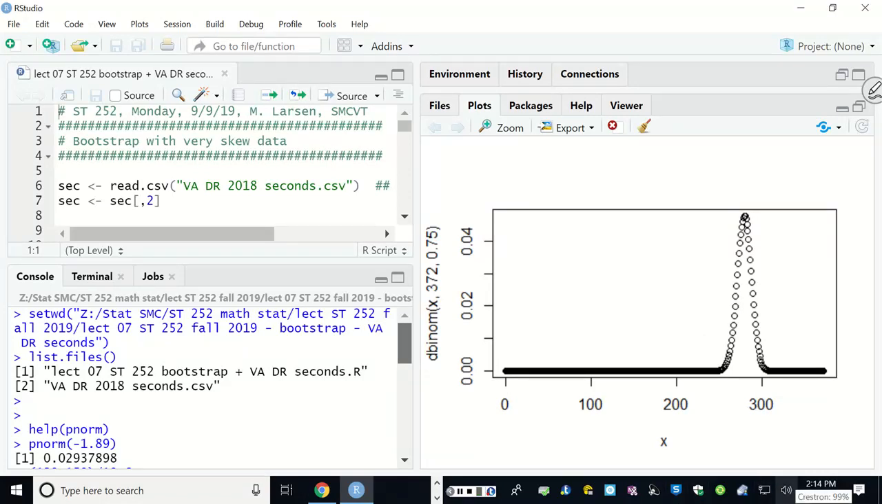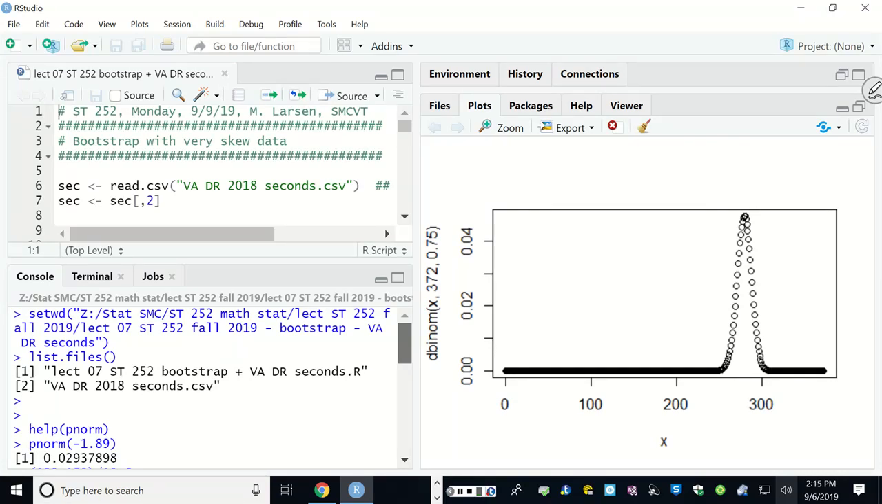Most of the time, it's basically 0. There's a 75% chance of getting ones. 75% of 372 is a little bit less than 300. So you're not going to get 25 or 50. There's almost 0 probability of those. Almost all the probabilities are in this range here.